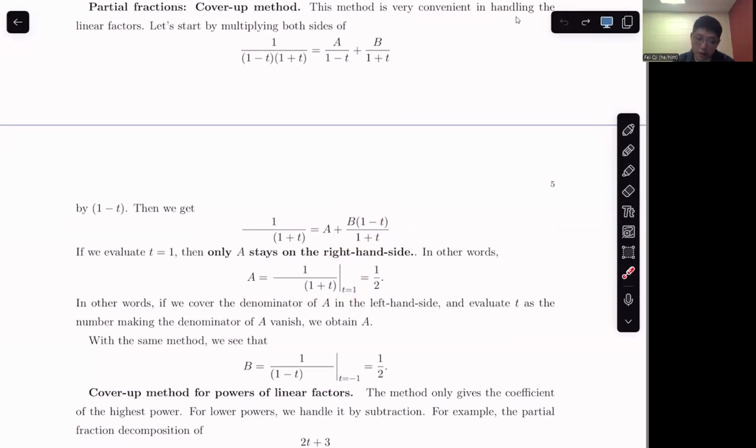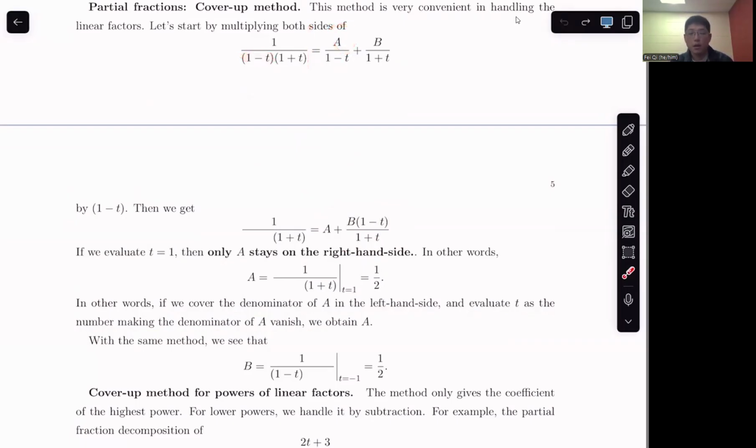So you could understand this method as: if we cover the denominator of A in the left-hand side and evaluate t as the number making the denominator of A vanish, we obtain A. Basically, we first cover 1 minus t on the left-hand side, and then we find that t equals 1 makes this covered factor 0. So I just evaluate at t equals 1, and this gives me A. This is how I obtain A by one simple calculation. There is no comparison, there is no system of equations. This is just one step to obtain A.